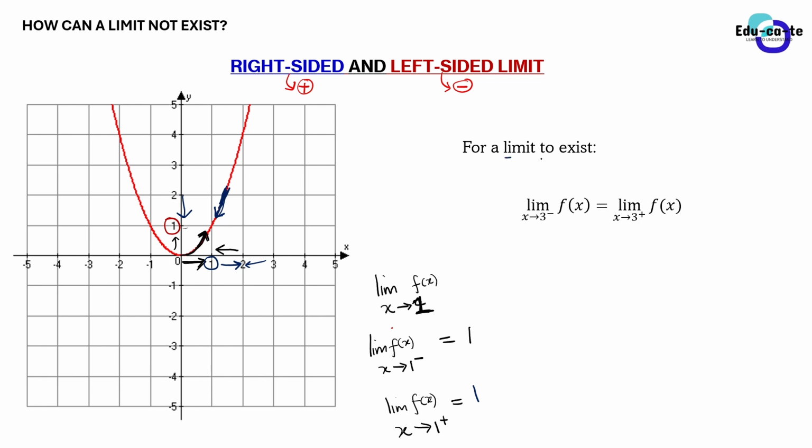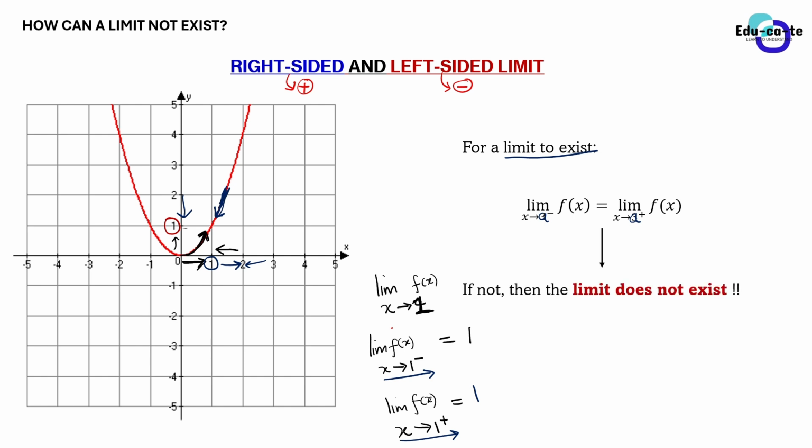So we can say that the limit exists, because for a limit to exist, the limit as x approaches 1 from the left must be equal to the limit as x approaches 1 from the right. To generalize things, we can say the limit as x approaches a from the left is equal to the limit as x approaches a from the right.